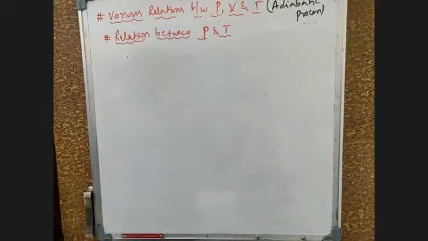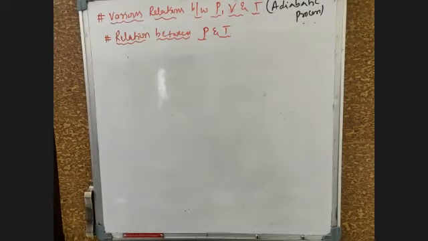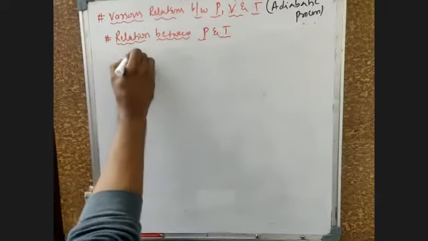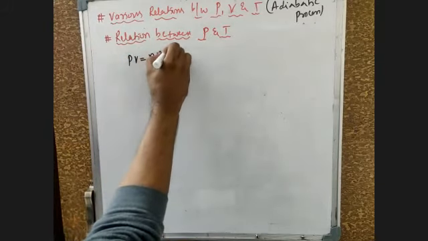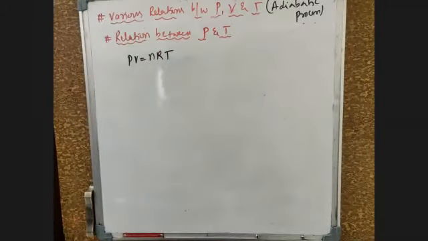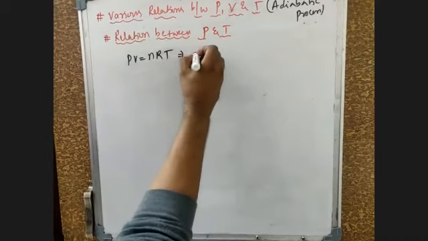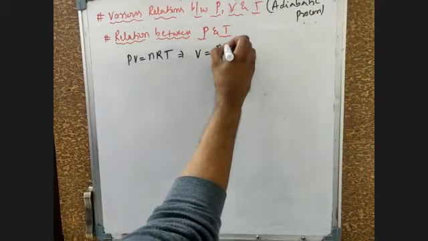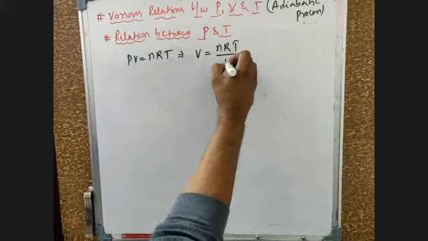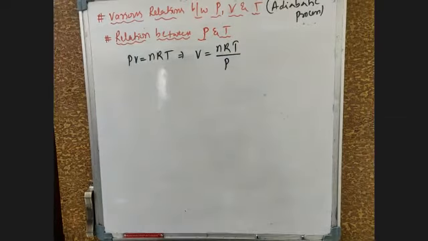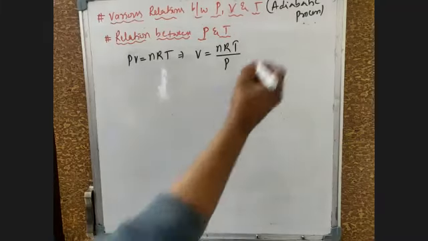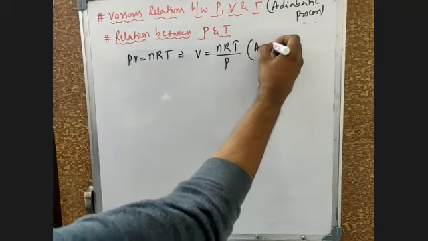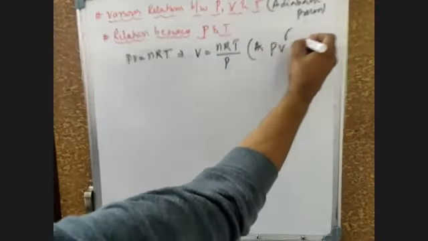Relation between your pressure as well as your temperature. Again, from the relation PV is equal to nR into T, I can write from this one volume V is equal to nR into T divided by your pressure P. Can I write like that? We already know that PV to the power of gamma is equal to a constant.